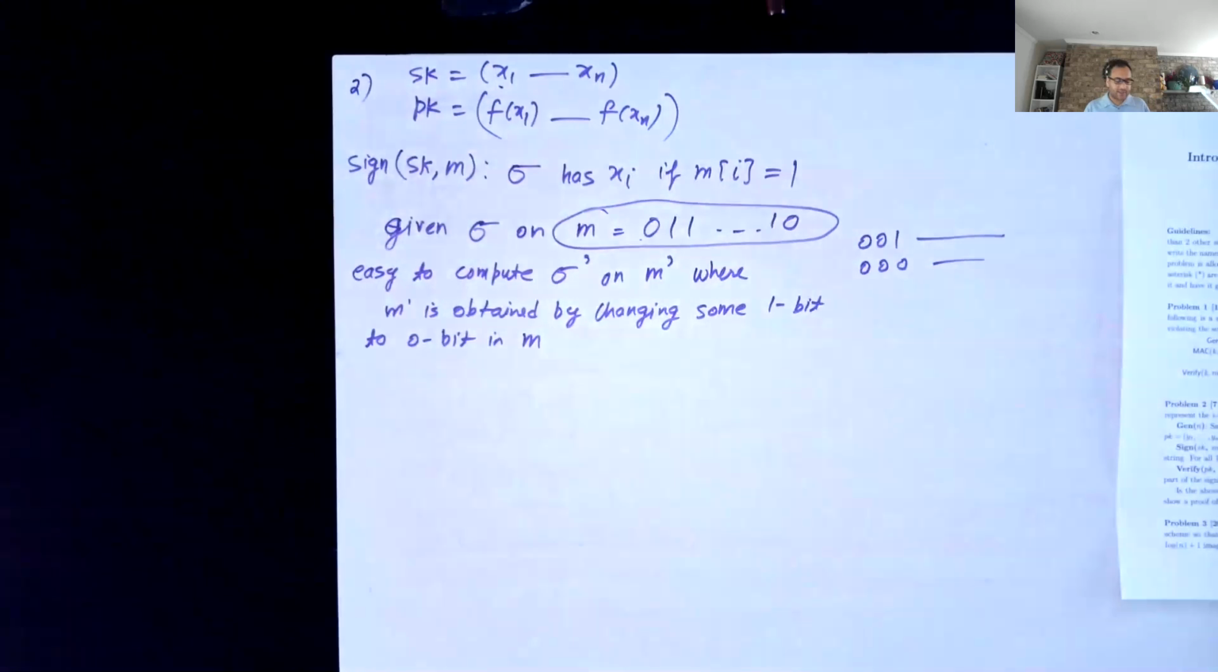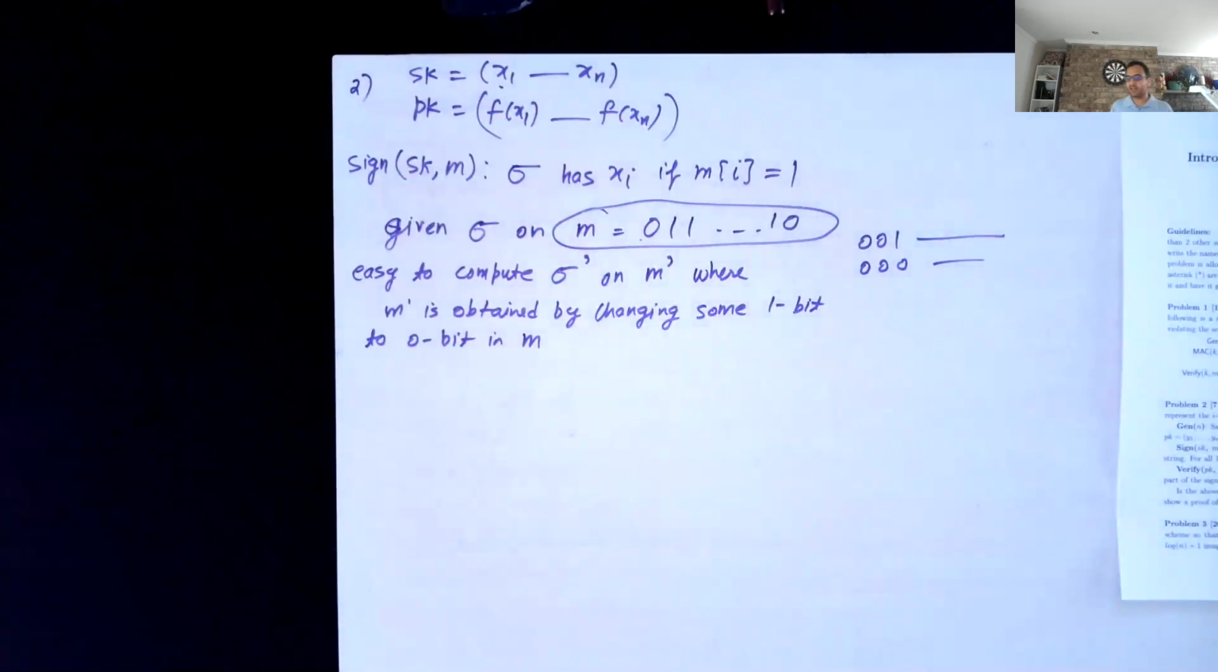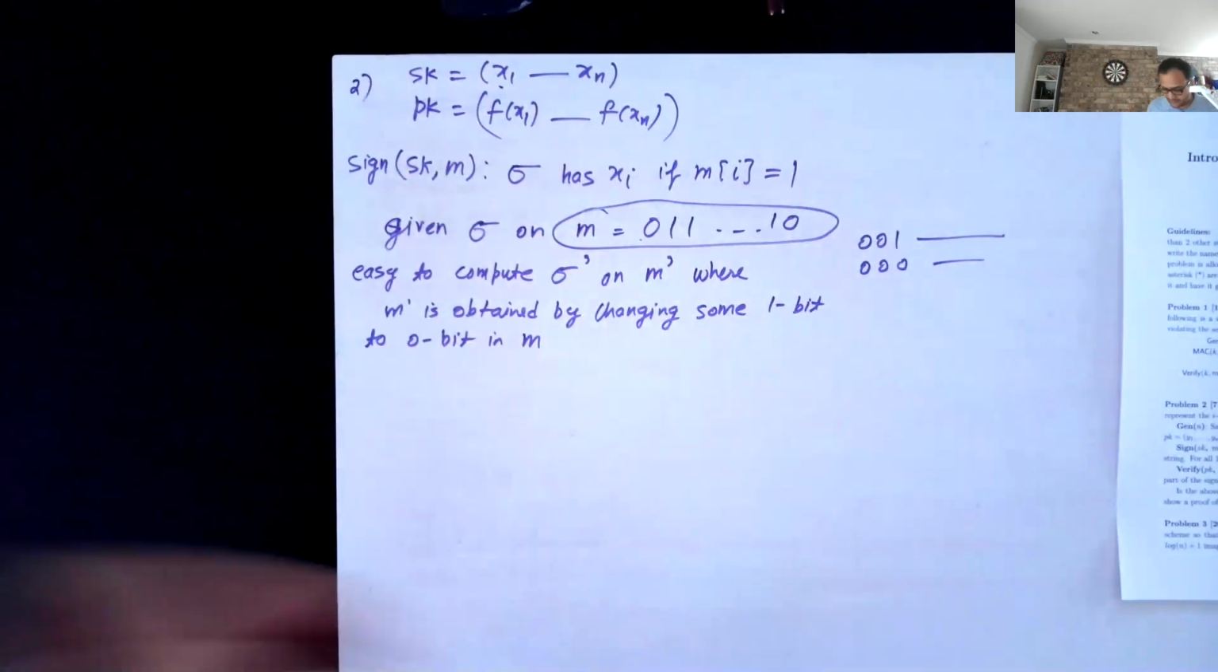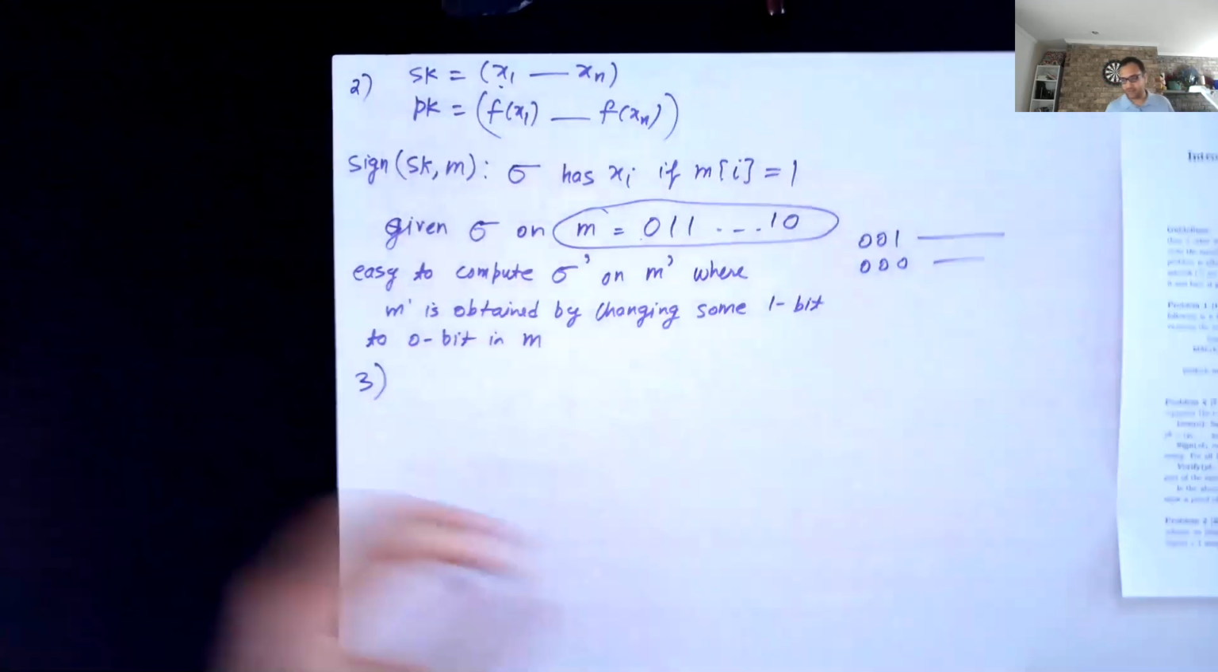Okay. So main thing to keep in mind is that it's easy to switch 1 to 0, but can you do it the other way around as well? Can you switch any 0 to 1? That you cannot do here. If you want to switch any 0 to 1, you will have to invert the one-way function because you don't have the corresponding pre-image of the one-way function. Okay, so this is as far as problem 2 goes. And this also gives us an idea to solve the third problem.